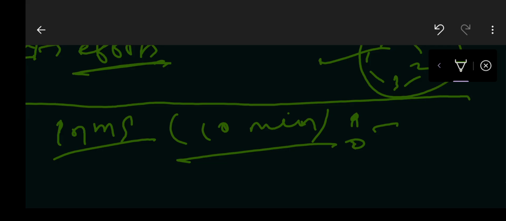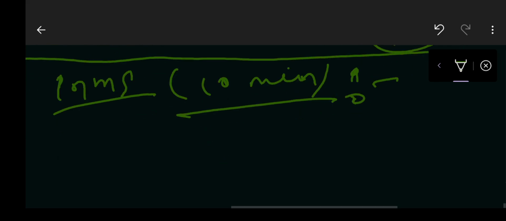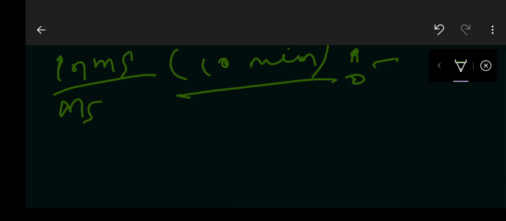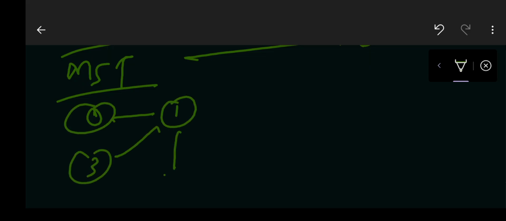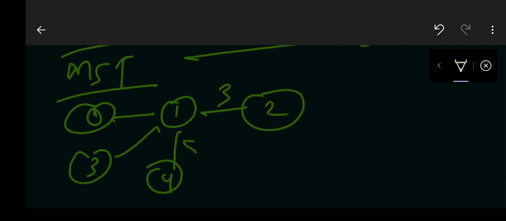Okay, now the next topic is Prim's algorithm. In order to understand Prim's algorithm, you have to understand what an MST is. Okay, I'll tell you what MST actually is. 0 is connected to 1, 1 is connected to 3, 3 is connected to 4, 4 is connected to 1, 1 is connected to 2. There are some weights that I'm going to assign to these things. Okay, 2, it is 2.